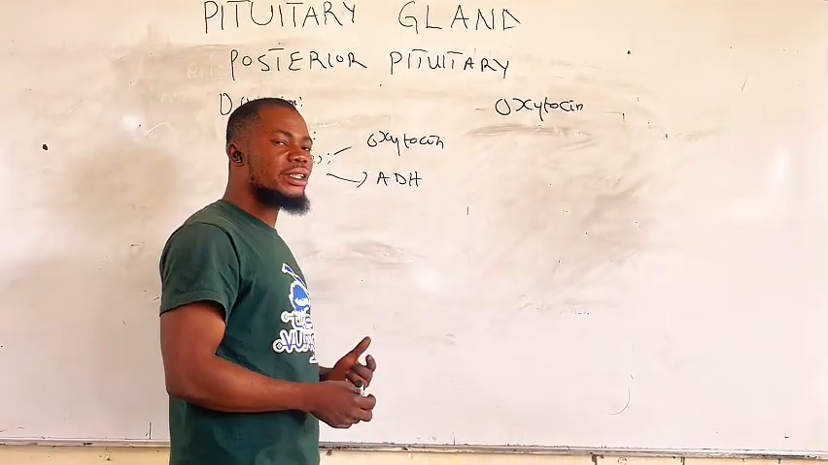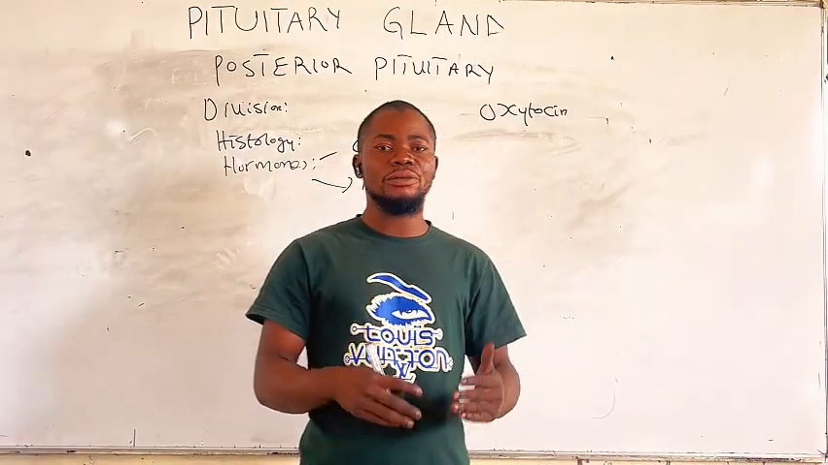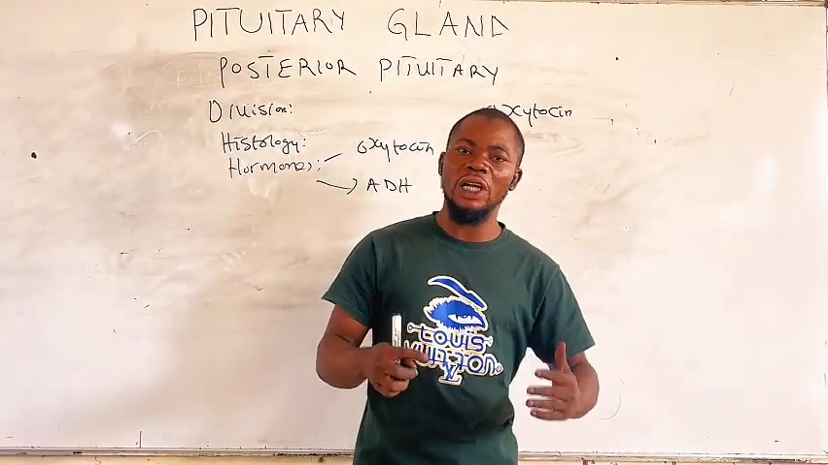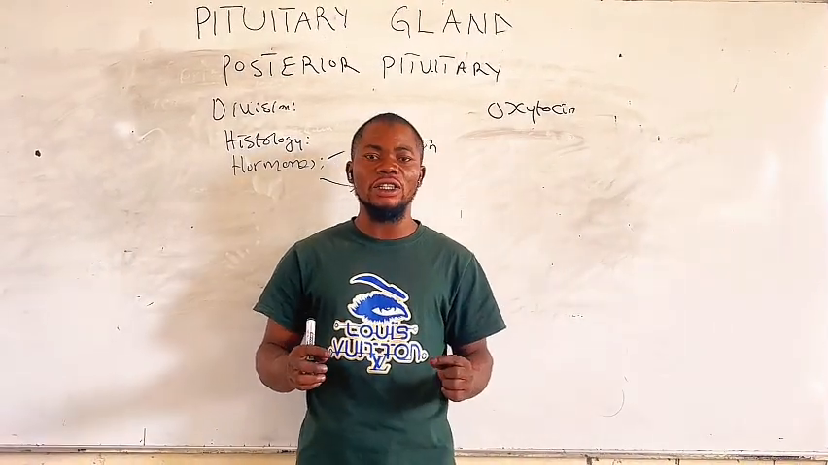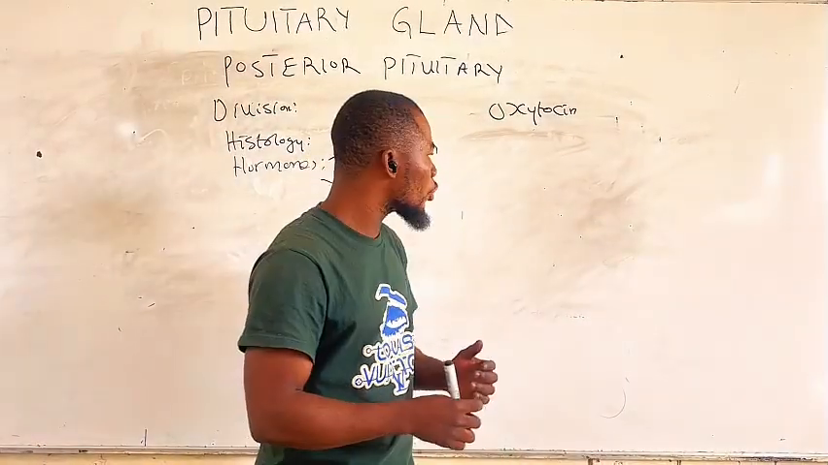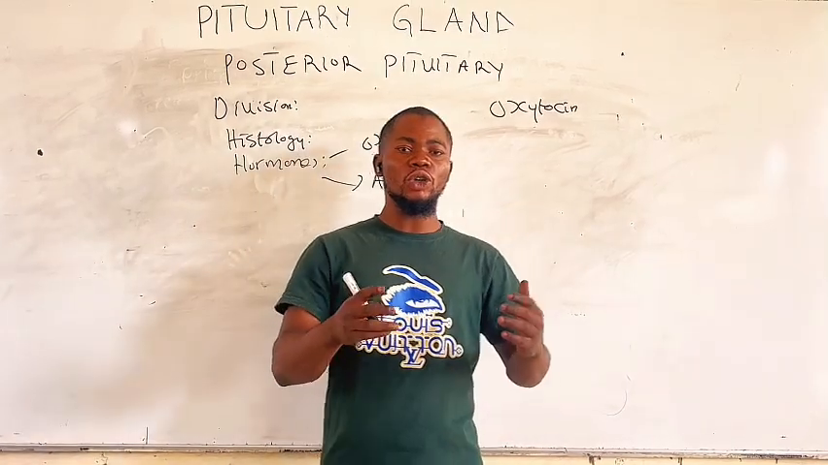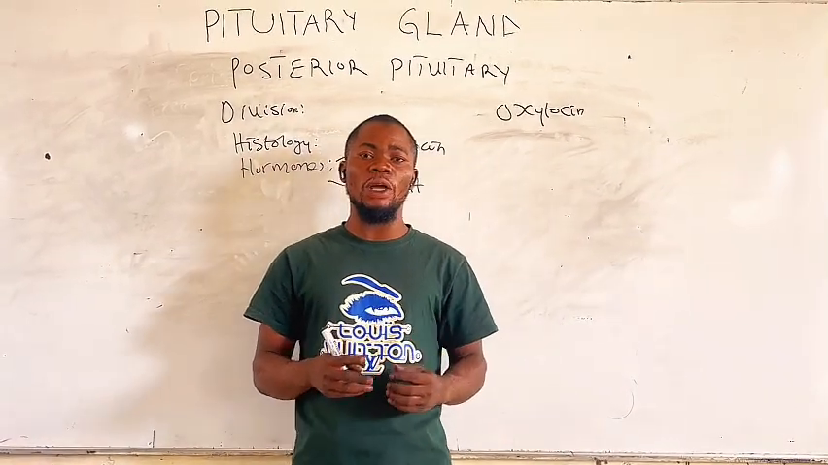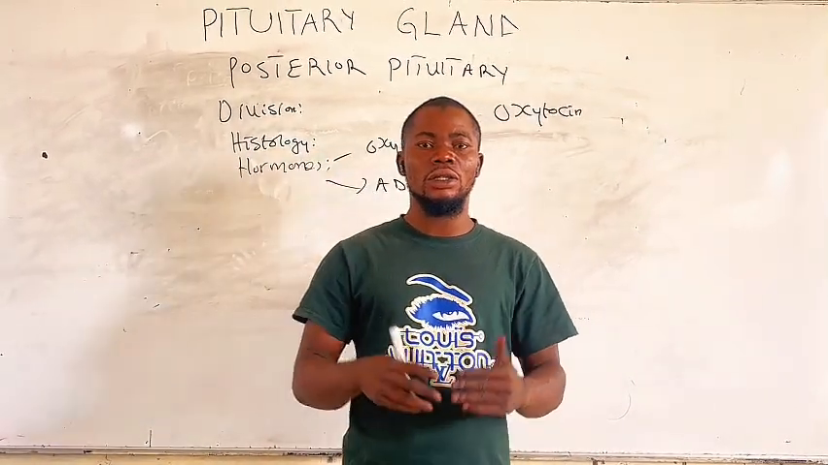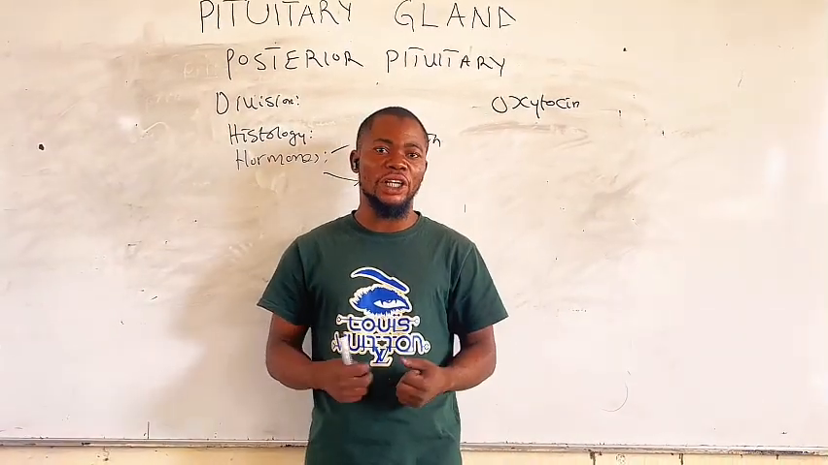Moving on to antidiuretic hormone. Antidiuretic hormone is secreted by the supraoptic nucleus of the hypothalamus, though a small quantity is also secreted by the paraventricular nuclei of the hypothalamus. It is also a peptide hormone with 9 amino acids. It has a half-life of about 20 minutes.